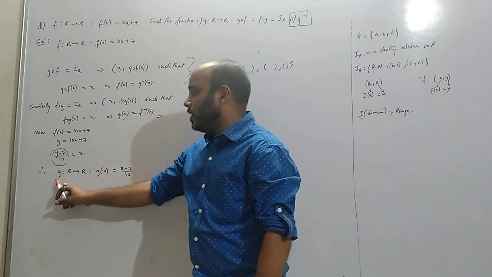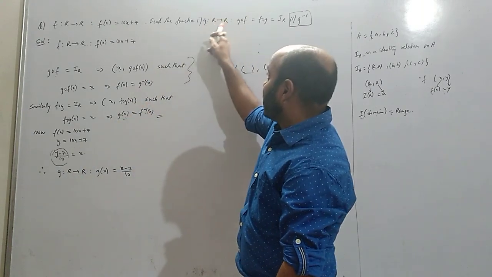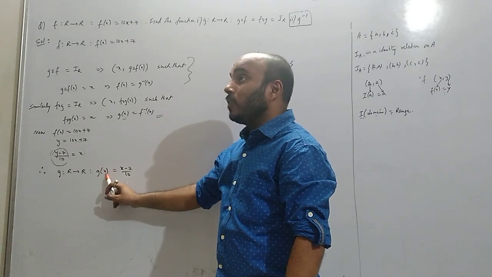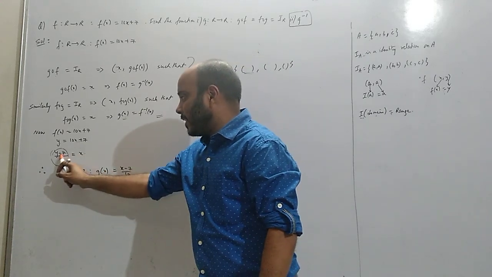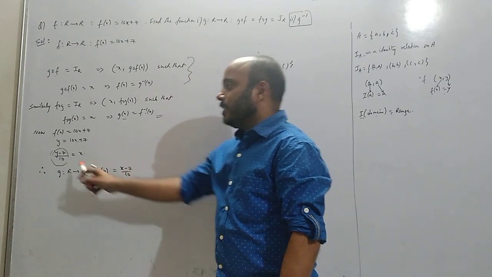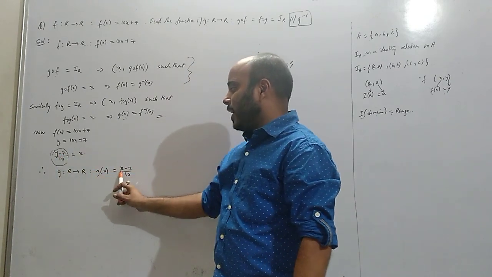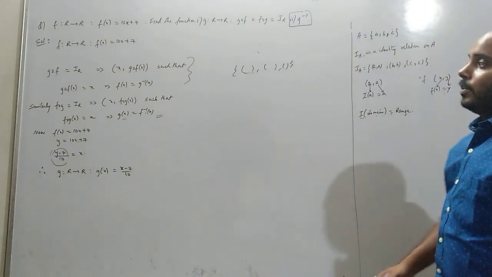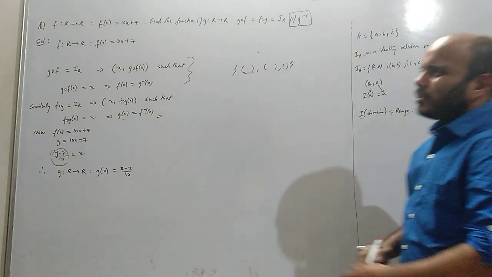Clear? So g such that R to R, such that g of x equals to, now the variable will change. We need g of x equals to (x minus 7) by 10. In the place of y minus 7, I am writing x minus 7 by 10. You understand, class? Okay.